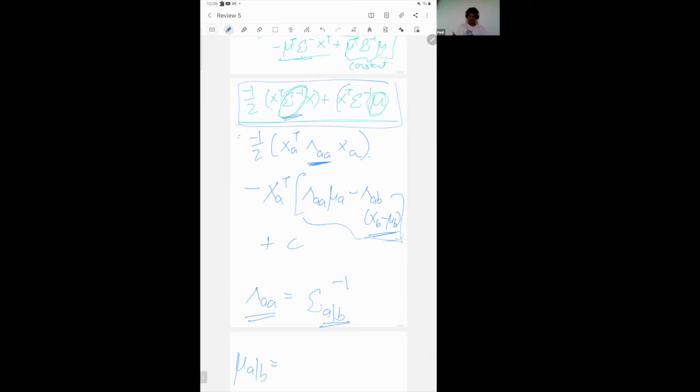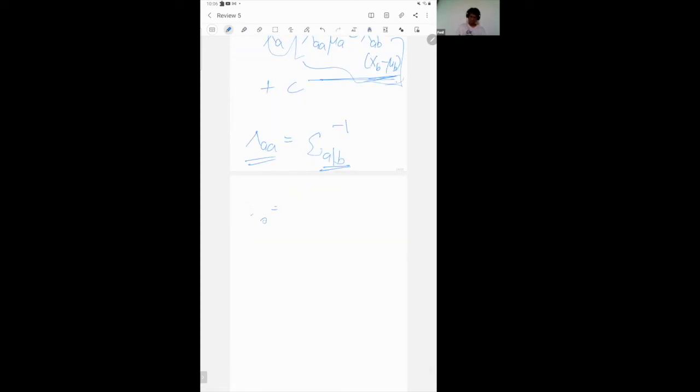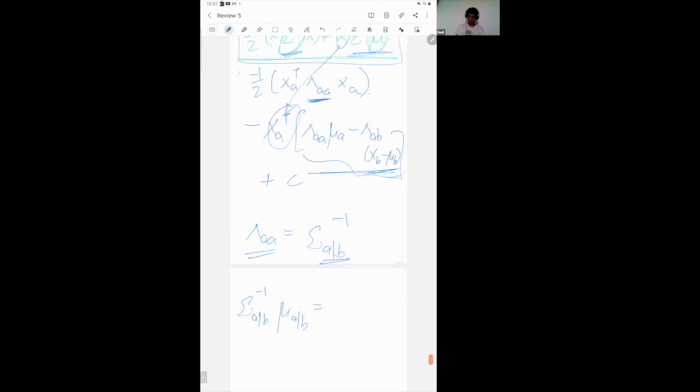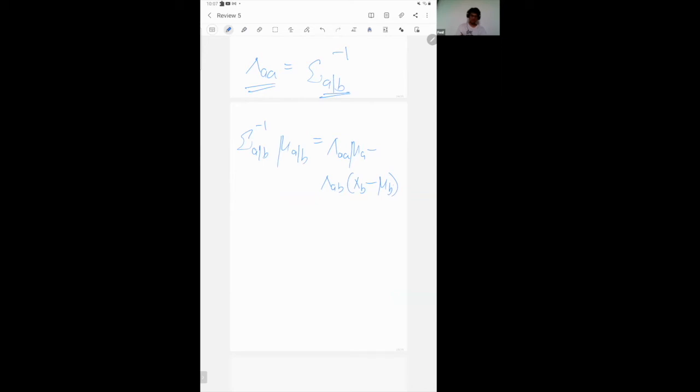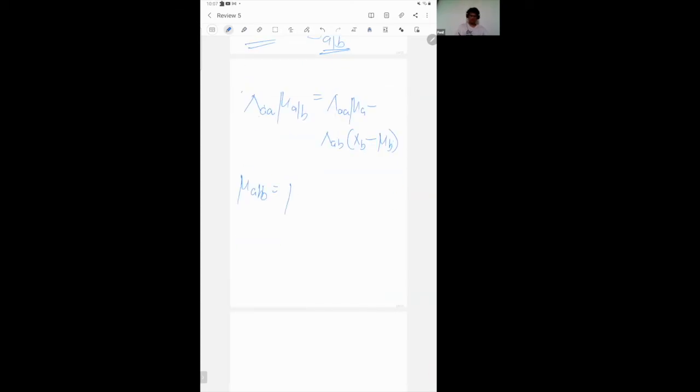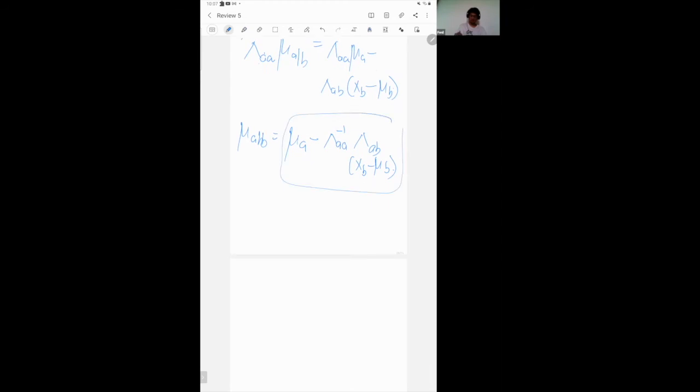Okay, sorry. So we take the transpose, and then sigma inverse nu is this entire thing. So sigma a given b inverse nu ab is simply the precision AA times nu A minus precision AB times xb minus nu b. Then we just multiply both sides with the inverse of precision AA, and this gives us the identity matrix, and this gives nu A minus precision AA inverse times precision AB times xb minus nu b. And this is the linear mean of our xa given xb.